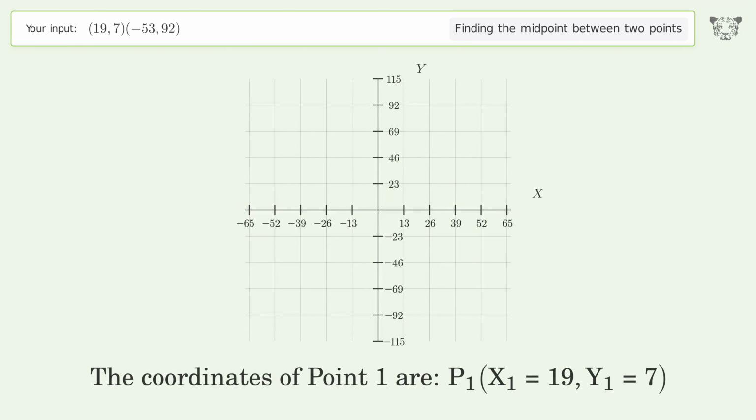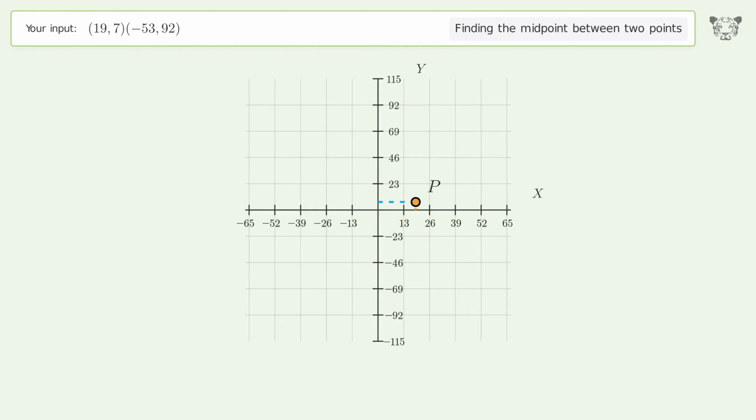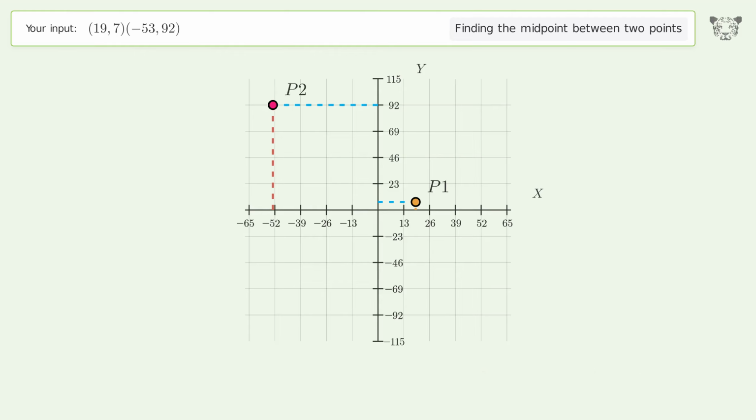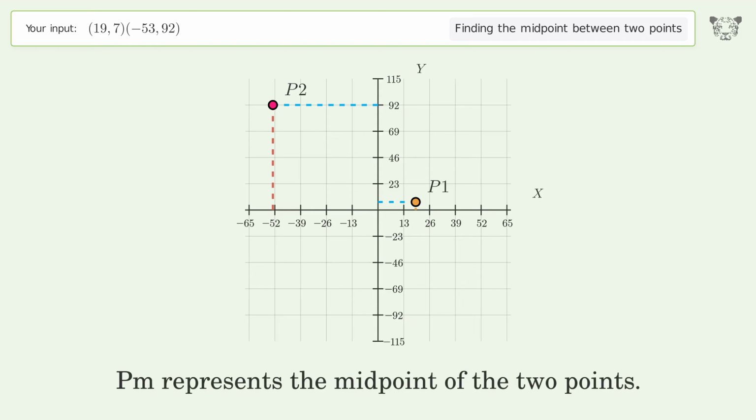The coordinates of point 1 are, x1 equals 19, y1 equals 7. The coordinates of point 2 are, x2 equals negative 53, y2 equals 92. PM represents the midpoint of the 2 points.